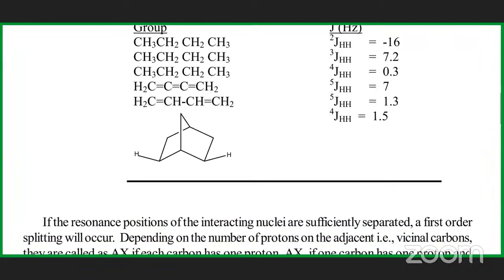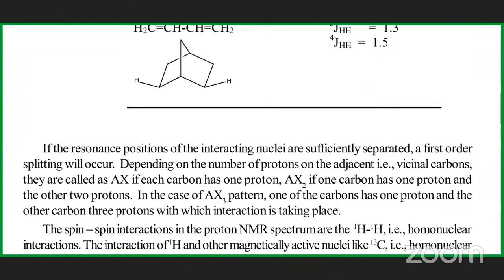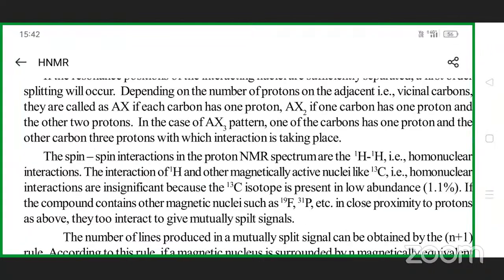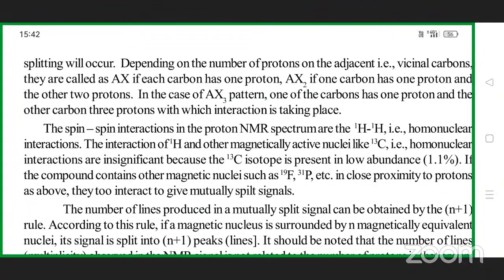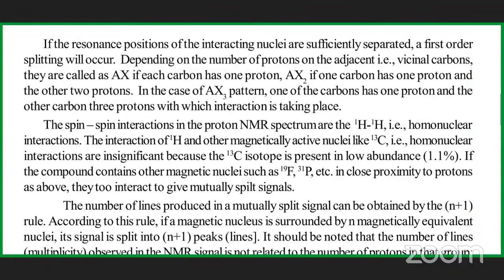All these factors are influencing, affecting those delta values here. What is J here, sir? The J is nothing but your coupling constant here. The coupling constant is defined as the separation of the signals.